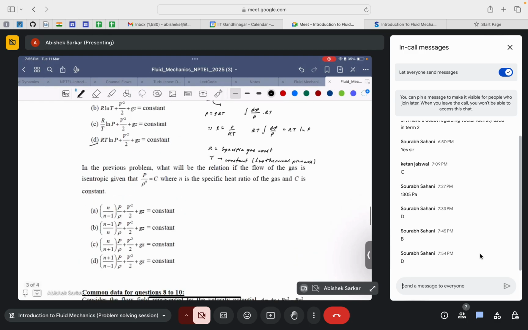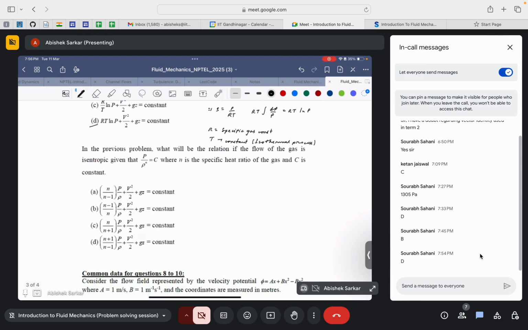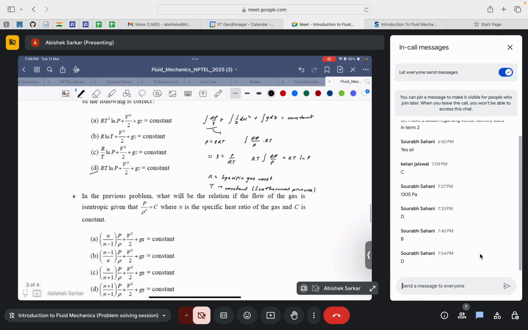So now let us look at one more question. Again similar to the previous question. What will be the relation if the flow of the gas is an isentropic one, given by P by rho to the power n is equal to some constant C, where n is the specific heat ratio of the gas and C is a constant. Okay, so all the hints are given. See, these two terms will remain constant. The only thing is this term will vary, because rho now varies with space and has a certain relation with pressure.